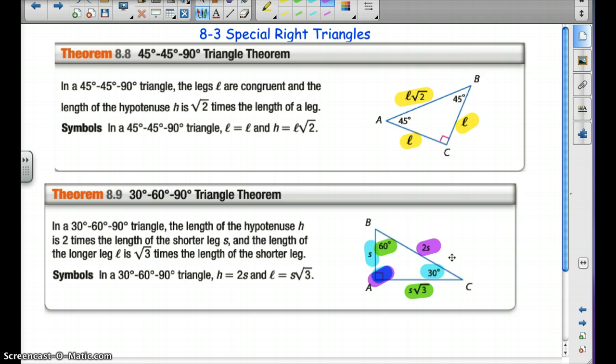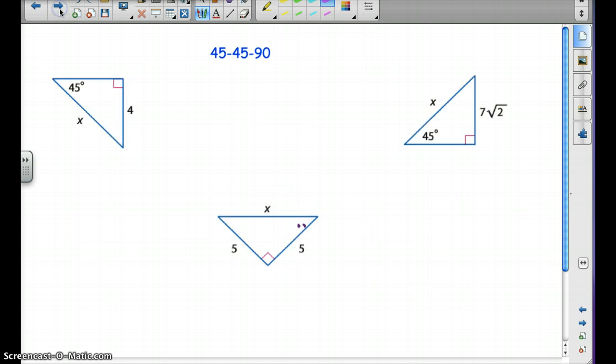And we're going to talk about in class why that is. Why is the 2s across from 90? Why is the s square root of 3 across from 60? And why is s across from 30? All right, so you might have a better understanding with that. So think about that before class.